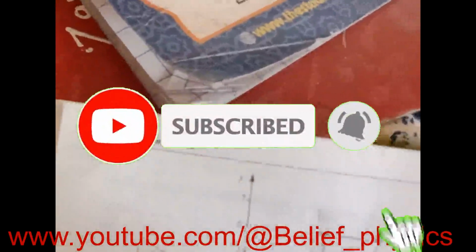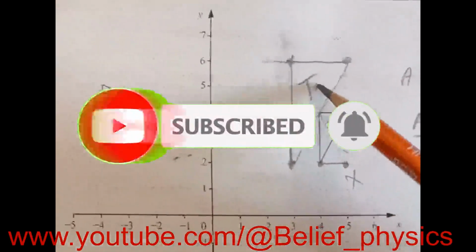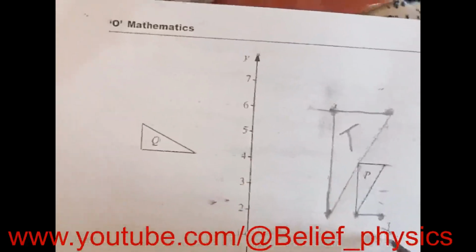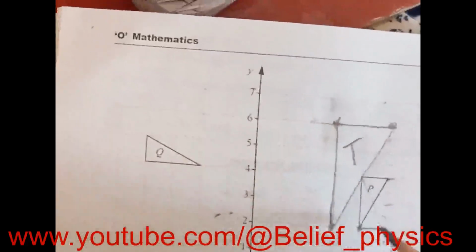Similarly, for this point, there are 2 boxes, so there will be 4 boxes. 1, 2, 3, 4. Then I join these points with a ruler. So this is the image of P. This triangle T is the image of P under enlargement with center (5, 2) and scale factor 2. That's it.